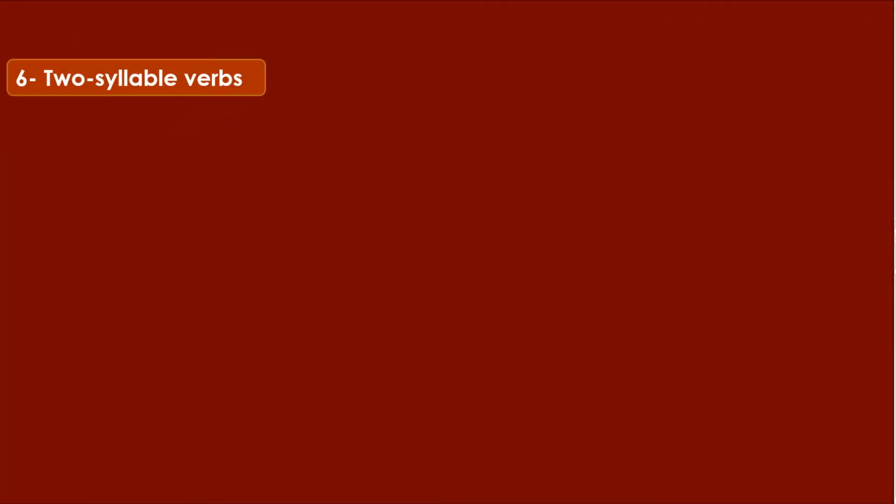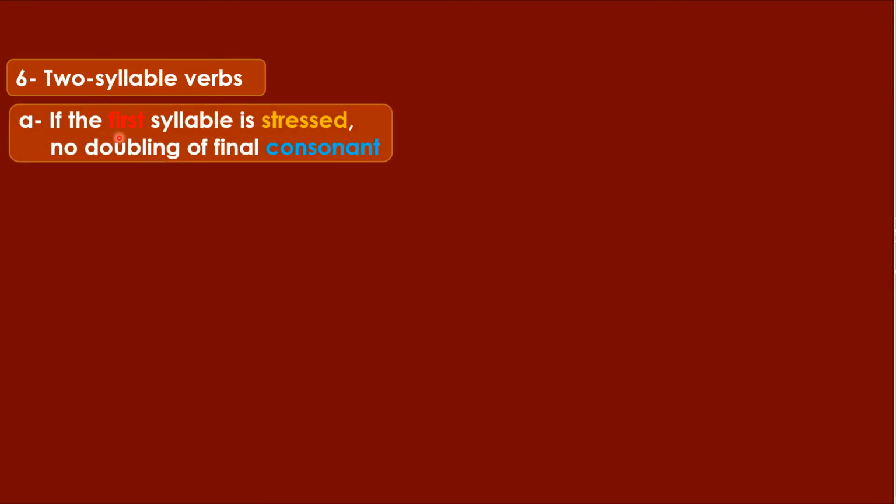About two syllable verbs. Actually, we have two types. If the first syllable is stressed, stress means pronounced with greater force when producing the sound. So if the first syllable is stressed, no doubling of the final consonant.